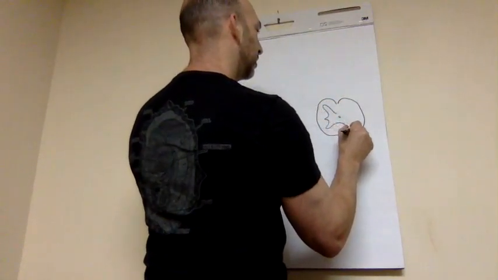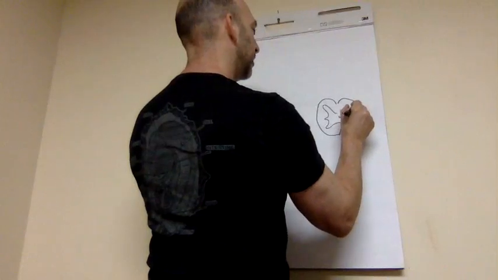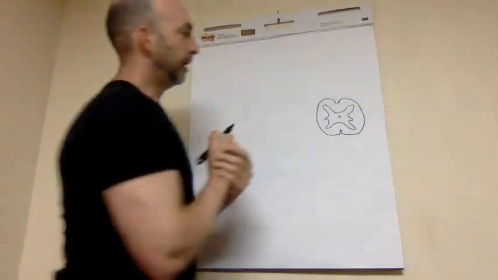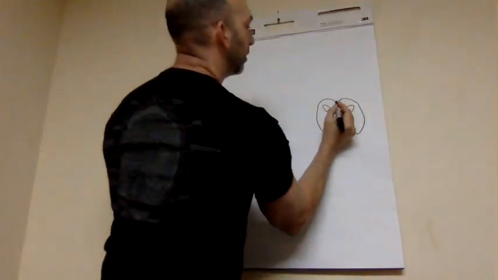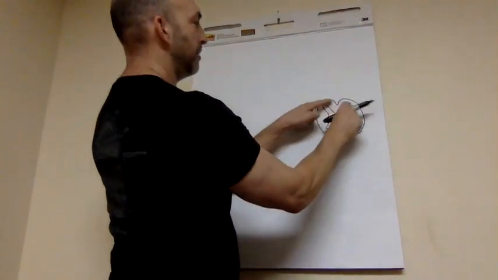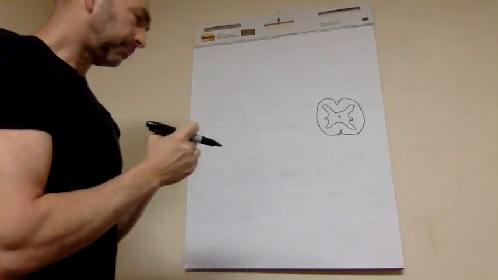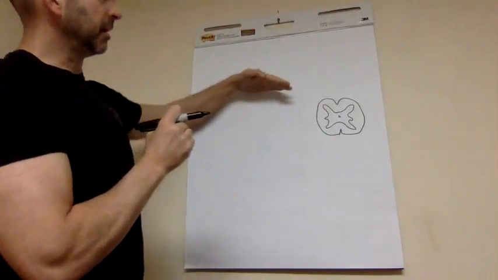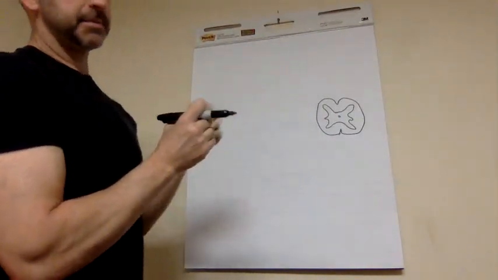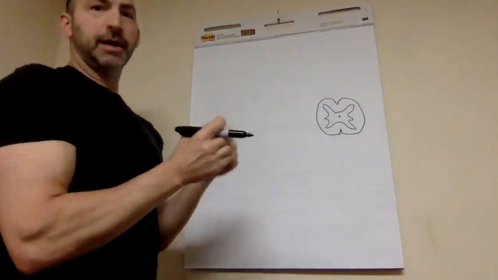gray matter. So I can get this reasonably symmetrical, right? The gray matter surrounded by white matter tracts, right? The central canal there in the middle, and this would be the posterior aspect, dorsal aspect.